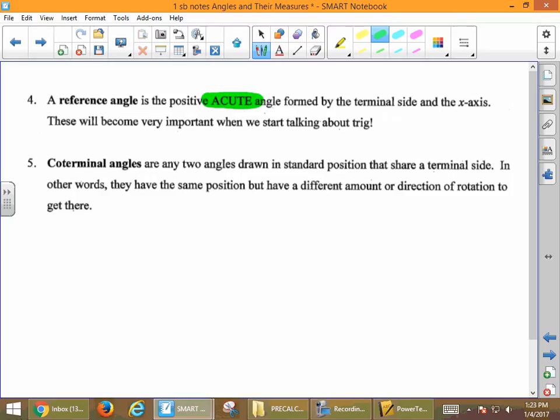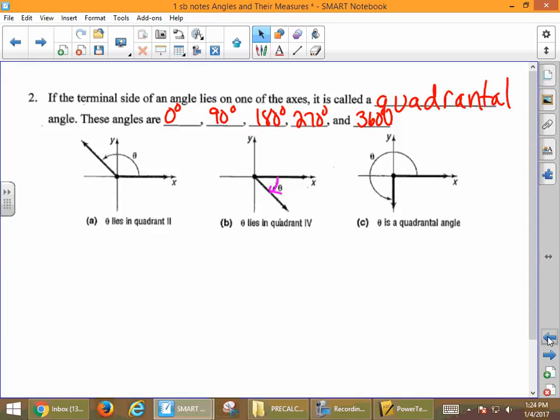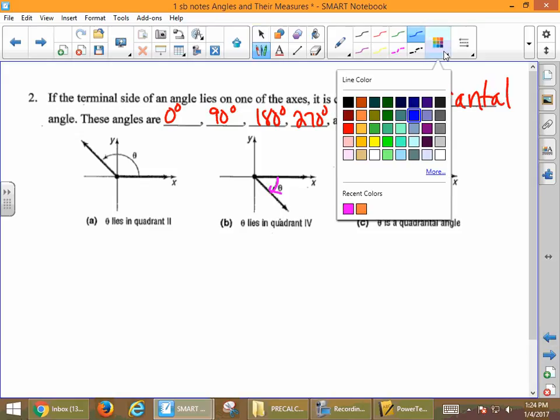And then coterminal angles are two angles drawn in standard position that share a terminal side. In other words, they have the same position, but a different amount of direction or rotation to get there. And I want to go back to one of our examples here on 2A for a minute and just look at a coterminal angle. So we have the picture drawn as is there.